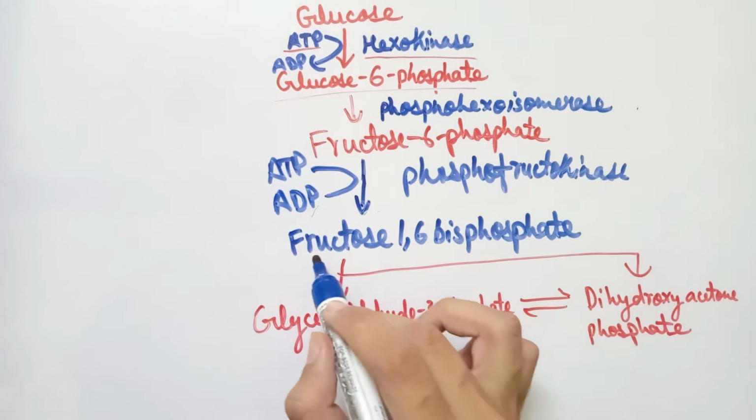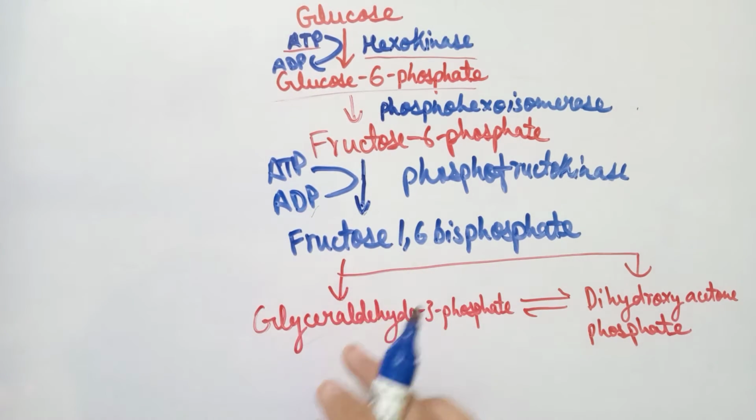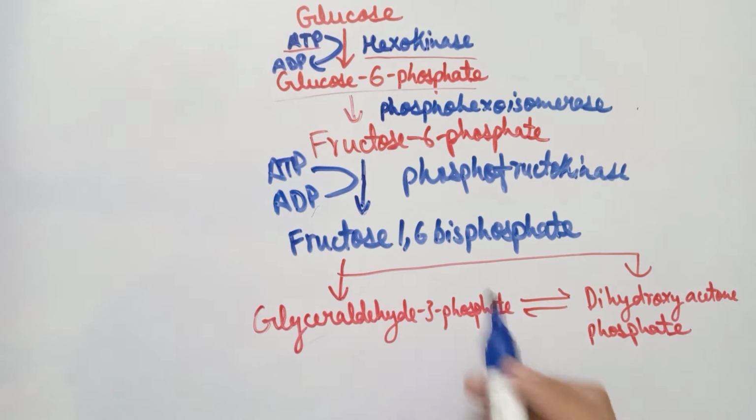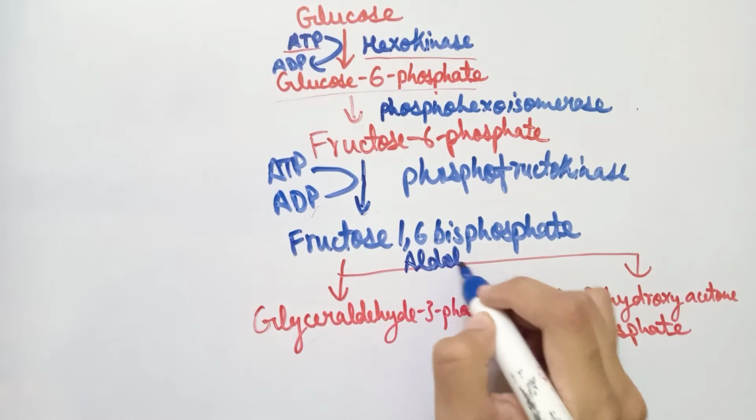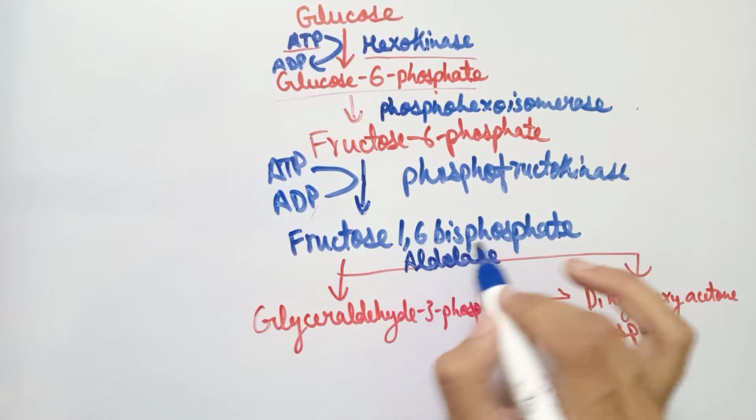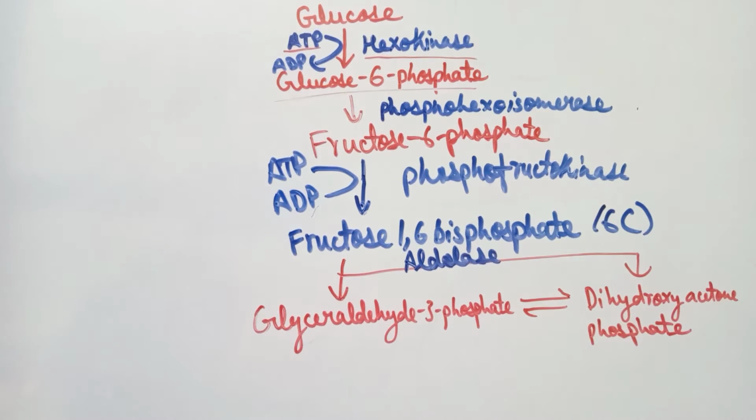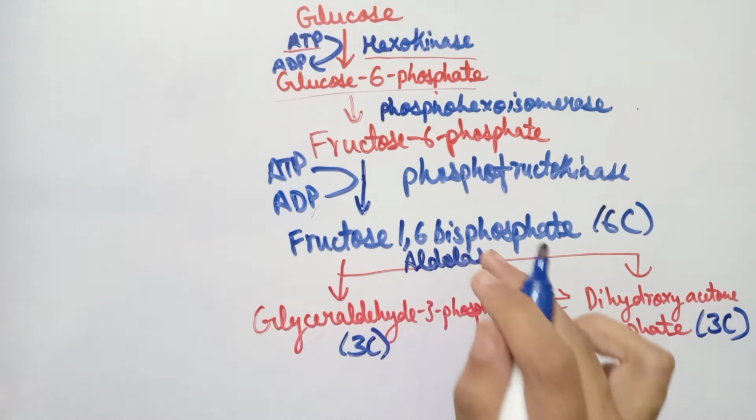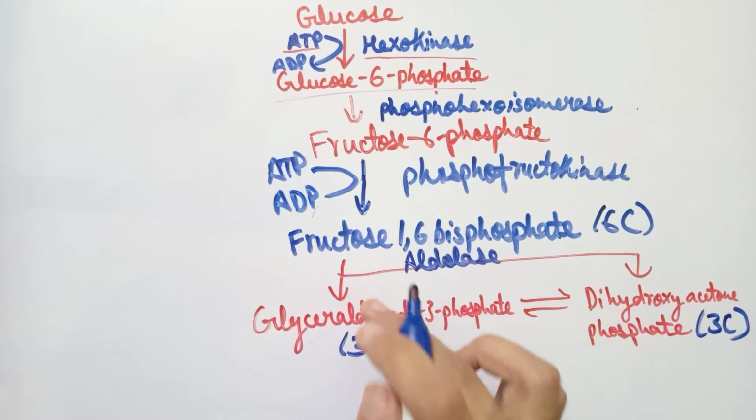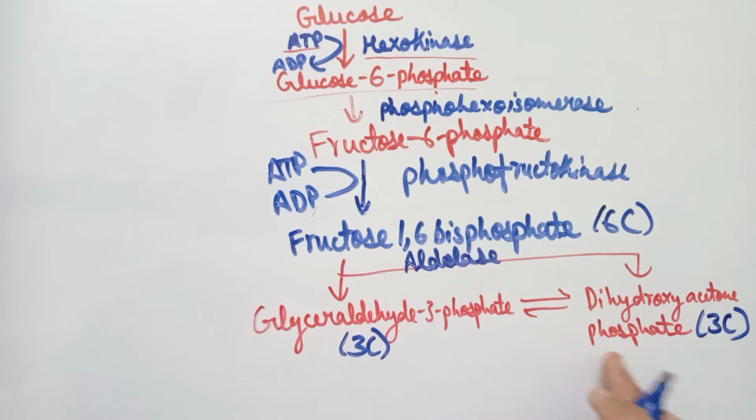In the next step, the fructose 1,6 bisphosphate gets split into glyceraldehyde 3 phosphate and dihydroxyacetone phosphate with the help of the enzyme aldolase. Fructose 1,6 bisphosphate was a 6 carbon molecule. Because it gets split into two compounds, the first compound, glyceraldehyde 3 phosphate, is 3 carbon containing, and dihydroxyacetone phosphate, the second compound, is also a 3 carbon compound. So fructose 1,6 bisphosphate gets split into two 3 carbon compounds.